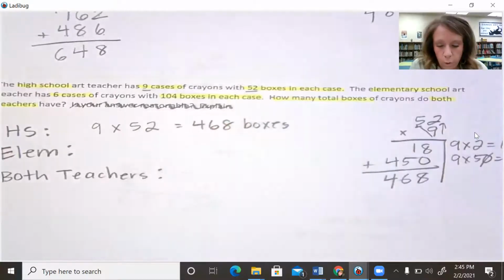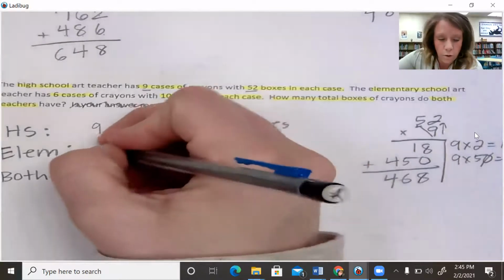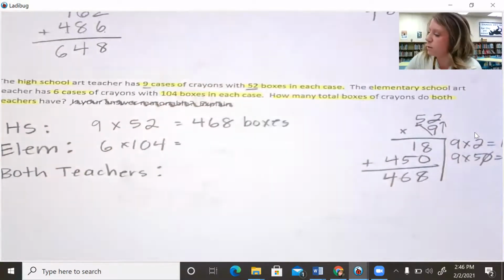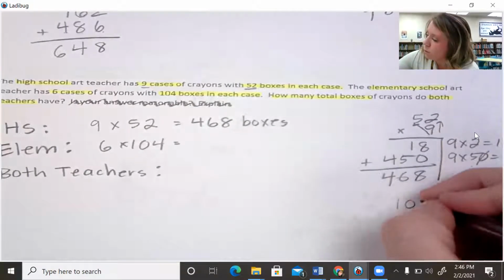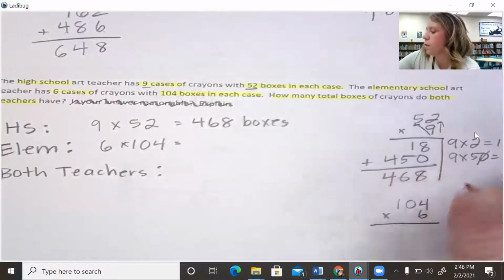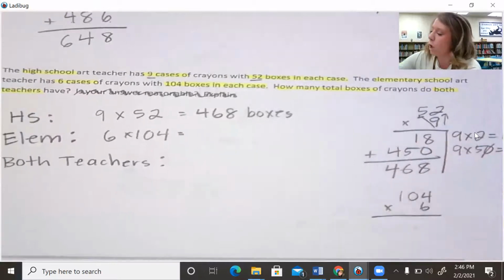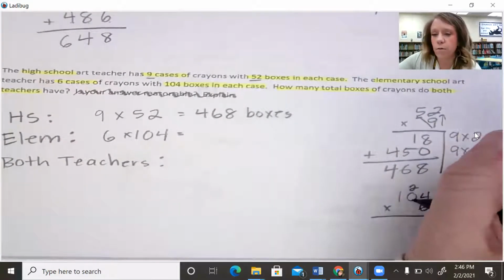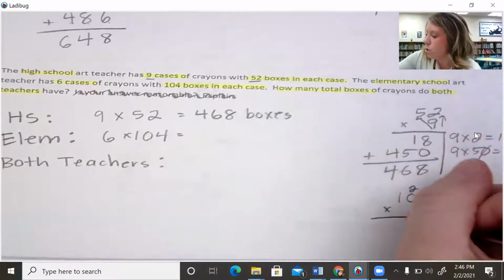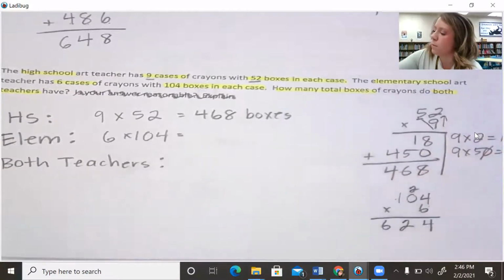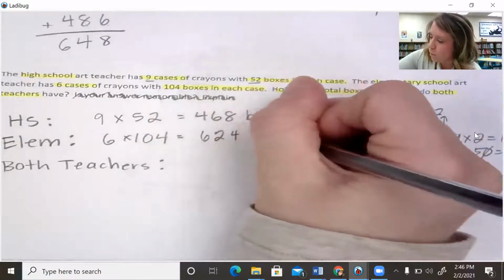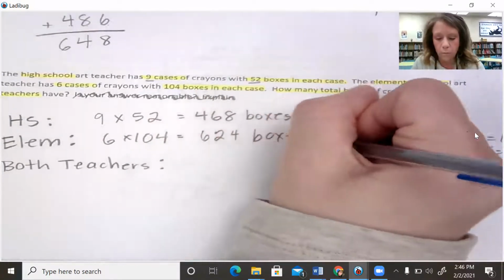Okay, at the elementary school, 6 cases of crayons with 104 boxes in each case. So I'm going to do 104 times 6. 6 times 4 is 24. Put down my 4, carry my 2. 6 times 0 is 0, plus 2 is 2. 6 times 1 is 6. So the elementary school has 624 boxes.